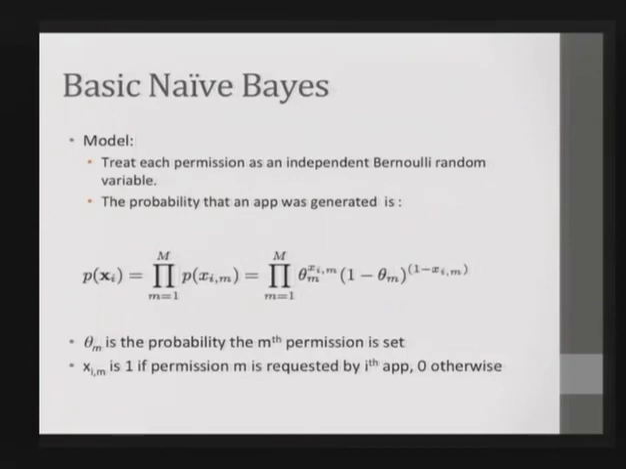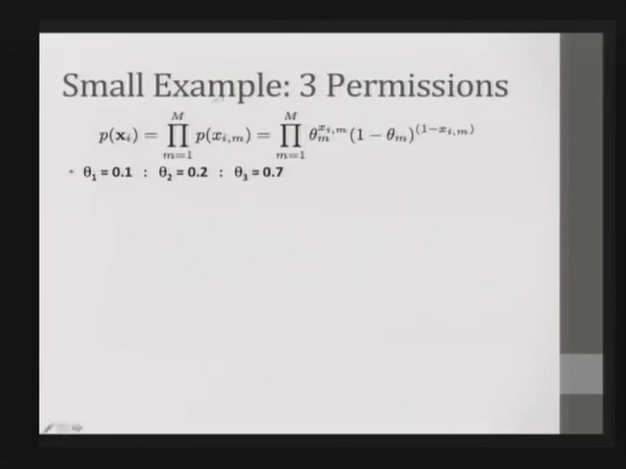And just a really simple, small example here. Assume we have only 3 permissions. Then this is the equation from the previous slide. If our theta 1 value is, say, 0.1, our theta 2 value is 0.2, and our theta 3 value is 0.7, then for an app with the permission vector 0, 1, 1, the first value is a 0, so we're going to see 1 minus 0.1 come through. So this is going to be 0.9. Our second permission was a 1, so we're going to see the 0.2 value come through. Our third permission was a 1, so we're going to see that third theta value, 0.7, come through. You multiply all those together, and this is the probability of seeing this permission vector.